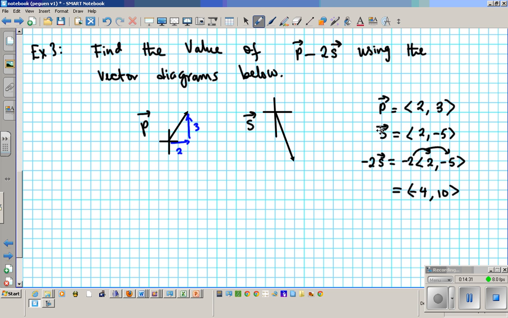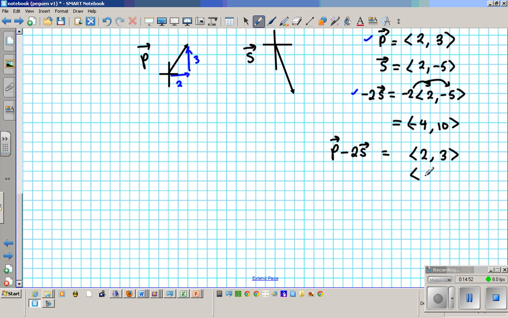Okay? So we have p, and we have negative 2s. So all we just do is combine them together. So p minus 2s is simply going to be vector p on top, 2 comma 3. Since we already did the negative 2s, we're just going to place this one on the bottom and just combine the 2. So negative 4 comma 10. If we add it downwards, our answer is going to be negative 2, comma 13, and that's our final result.